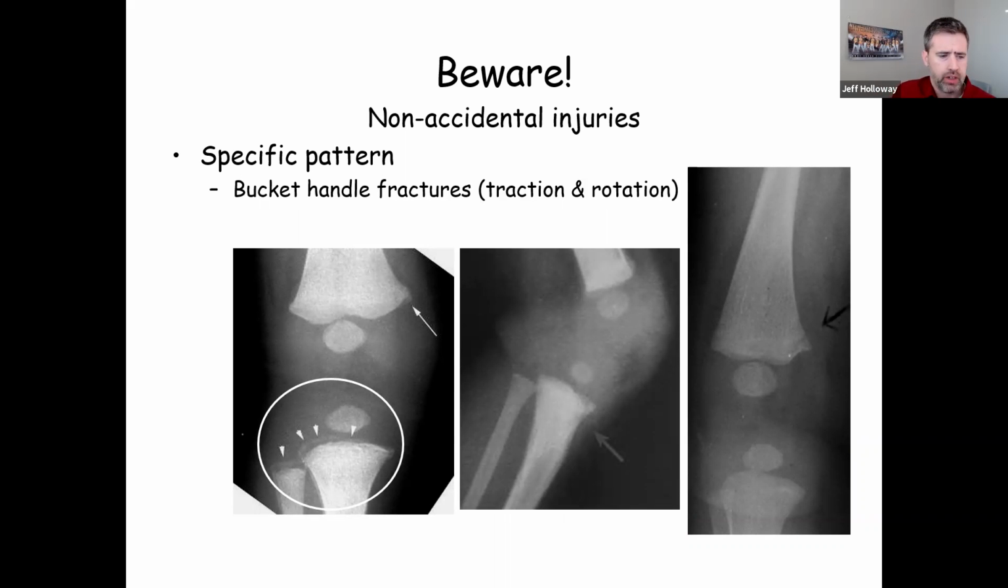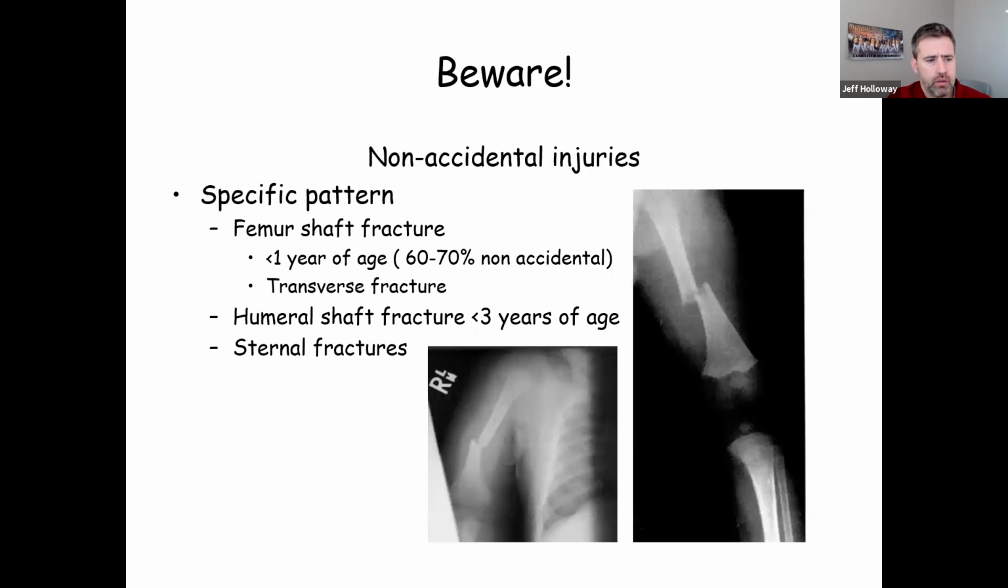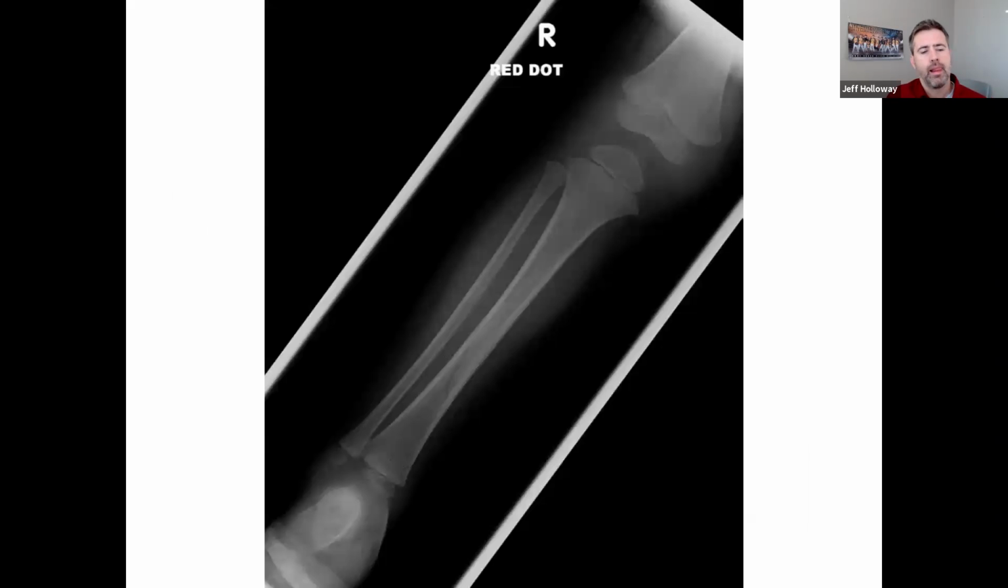Again, these bucket handle type fractures, where you start getting them near the joint where it has moved a lot. Unless this kid jumped off something really high or things like that, corner and bucket handle fractures are something you've got to worry about. Femur fractures, obviously, when they're not walking, again, very common.